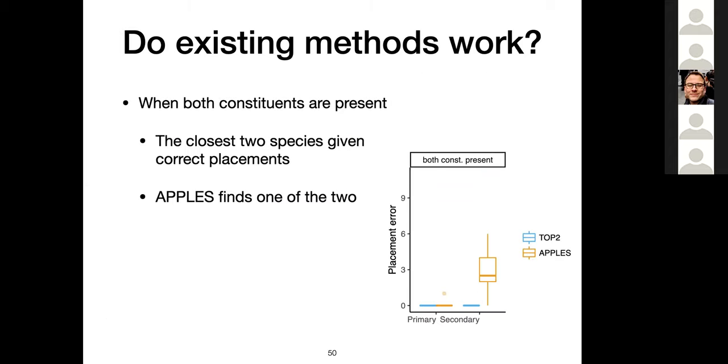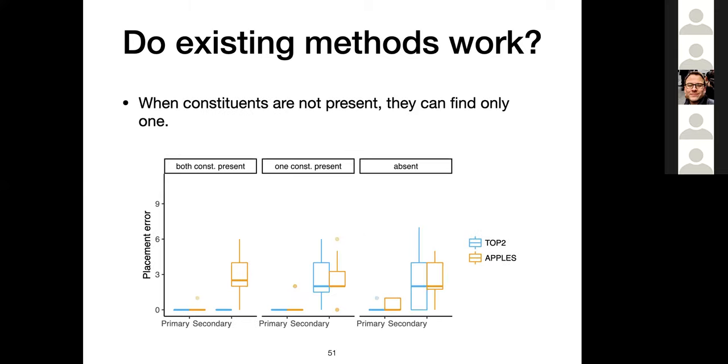If you didn't have our method, what you could do is just match your mixed sample to the top 2 closest species in your reference set, if you knew it's a mixture of 2 things. And it would work perfectly well in our simulations if you had the constituents present in your sample. When you don't have the constituents present in your sample, like over here and here, oftentimes it doesn't work well. And APPLES, which I talked about earlier, would also not work because it can only place on one branch, right? So existing methods would not work.